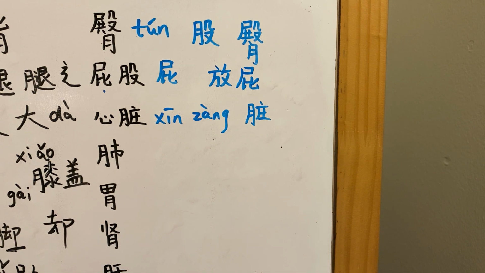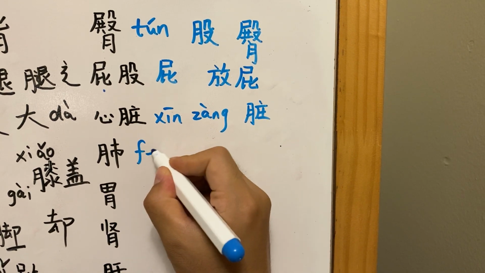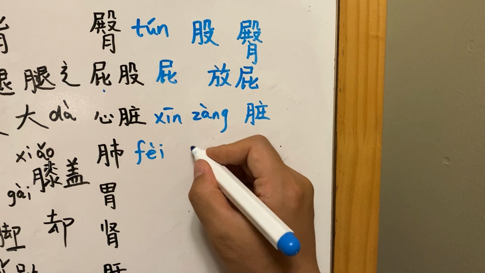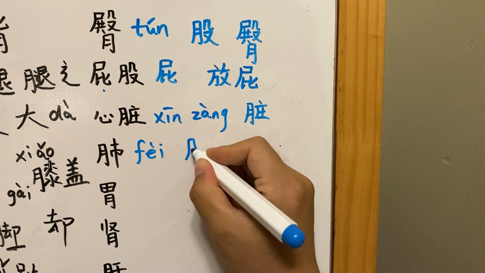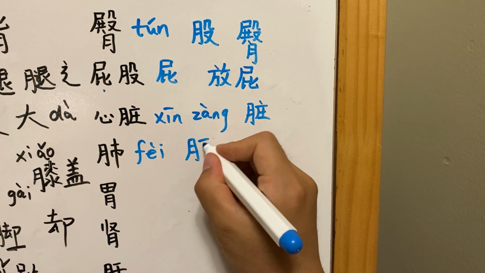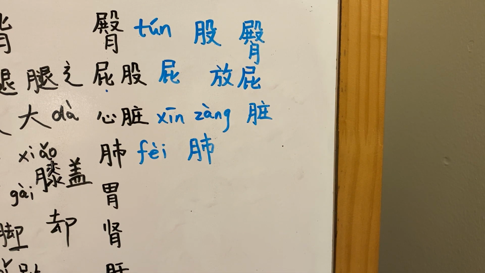Next one, 肺. This one, 肺. Lung, your lung, right? It's written like this. The left part is 月, and the right part is 市 in ancient Chinese, 肺.